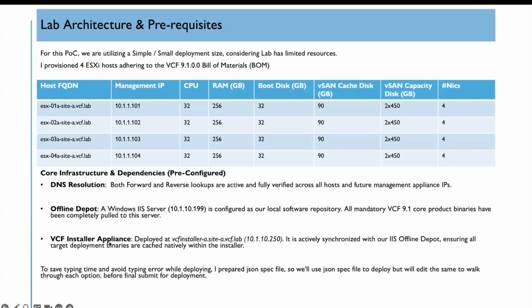I remember in the legacy, 4.5 or 5.x, we had something called VCF Cloud Builder. That is no more there. In VCF 9.x, we now have the VCF installer appliance. So I deployed that appliance, gave it a name and IP, and even connected that appliance to the offline depot, where I have this Windows server and all the binaries downloaded.